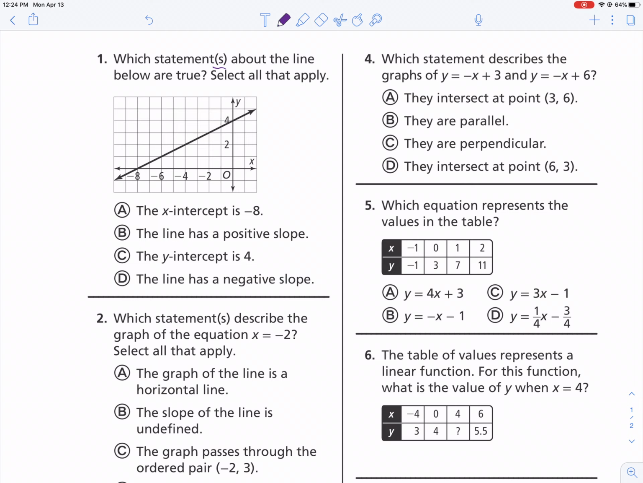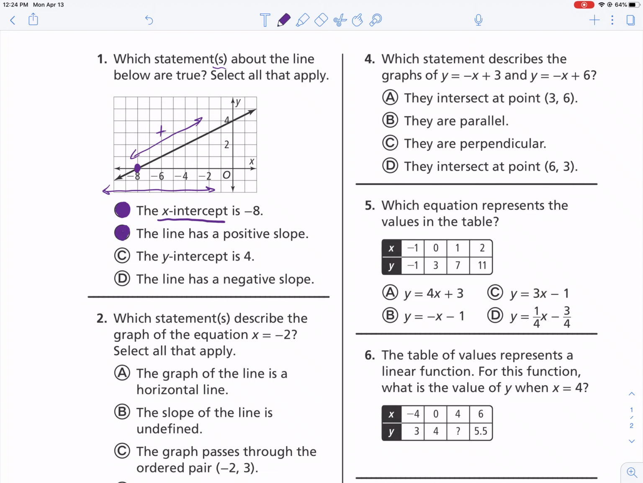The x-intercept is -8 is our option for A. So remember, x-intercept means where it crosses the x-axis. So we go to our line and we see, yes, it does cross at -8. We look at option B. The line has a positive slope. Because if we are going from left to right, it is increasing, it's going up, it is going to be a positive slope.